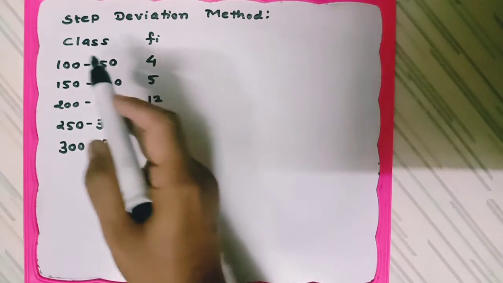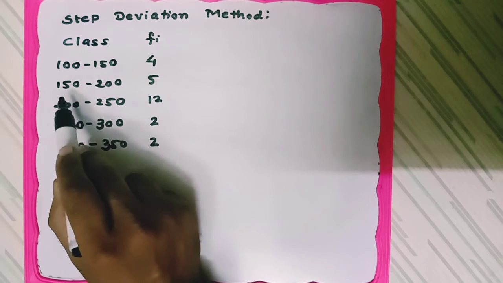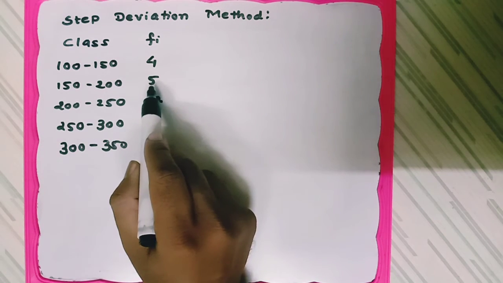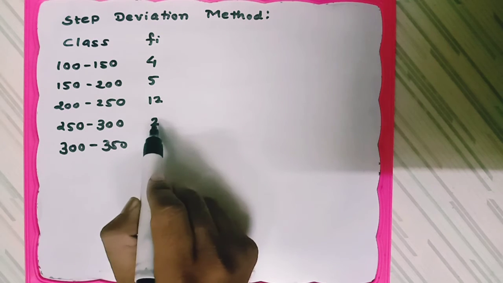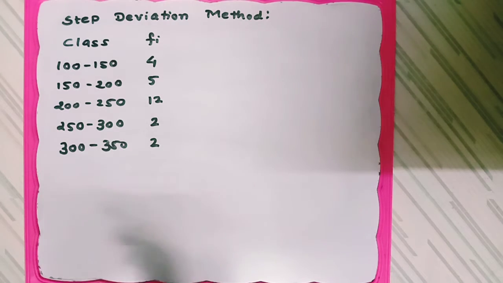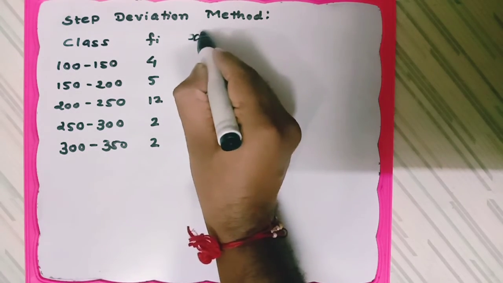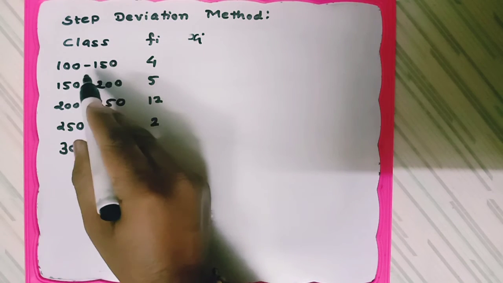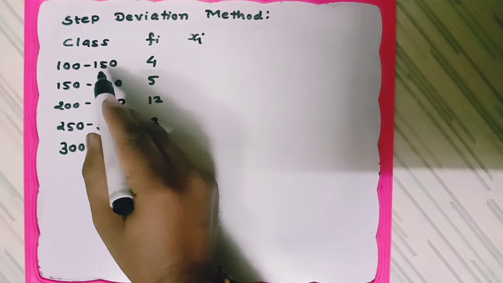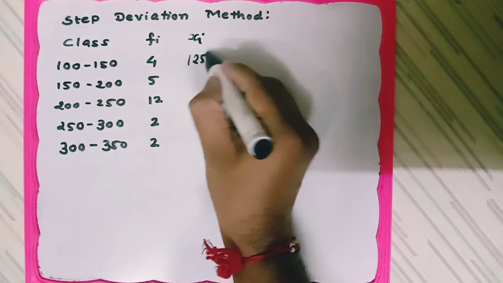Let's see one more example. So classes are given: 100 to 150, frequency 4, 150 to 200, frequency 5, 200 to 250, frequency 12, 250 to 300, frequency 2, 300 to 350, frequency 2. So first we calculate the xi, the class value. So 100 and 150 addition, 250. 250 divided by 2 we do, then we get 125.